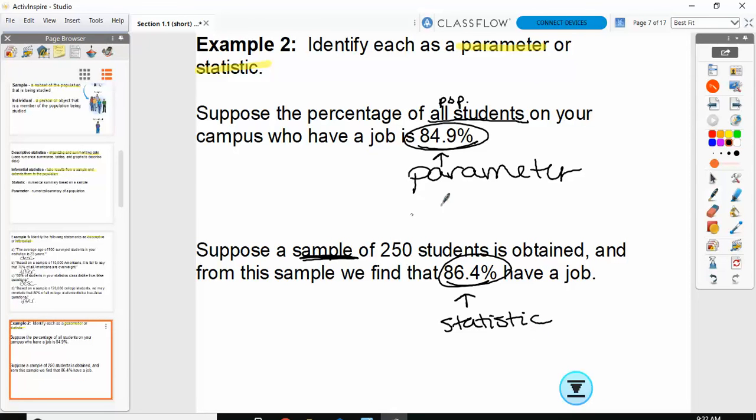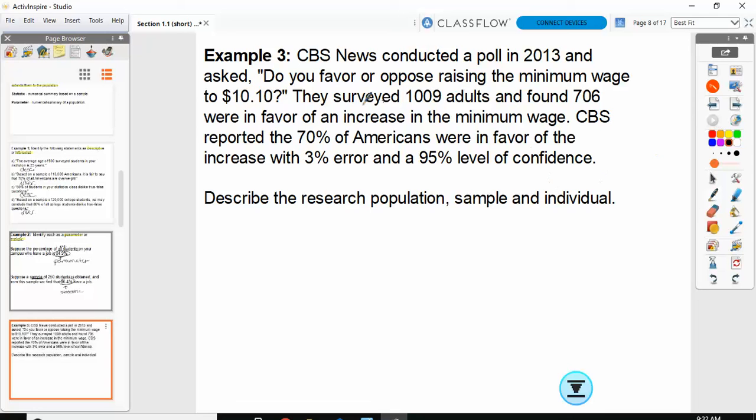I want you to try the next one on your own. I want you to read this and write down 3 things. I want to know what your population is, what your sample is, and what an individual would be.